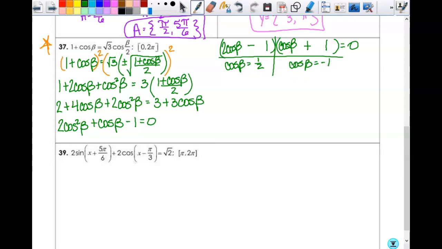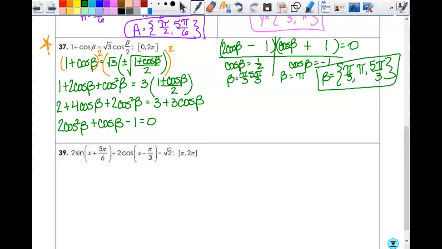I am going from 0 to 2 pi, that's the whole circle. So I get here that beta could be pi thirds or 5 pi thirds. And here beta would be pi. So overall, beta is pi thirds, pi, and 5 pi thirds. But I have to check my answers because I squared both sides. So when I do that, I take each one of these and substitute it back into the original one.